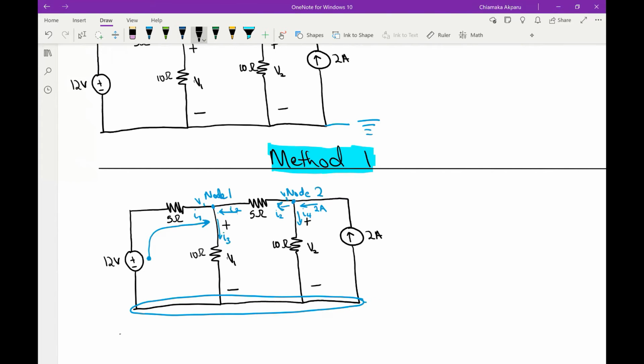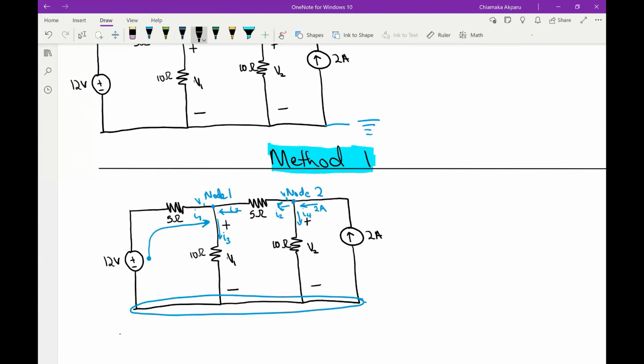and it's probably going to split off, and so we're going to have I2 also going to node 1, and we're going to have I3 going towards the ground because it needs to go through that last resistor. Then for node 2, we have 2 amps going in, I2, as we said, goes towards node 1, and I4 goes down towards the ground.